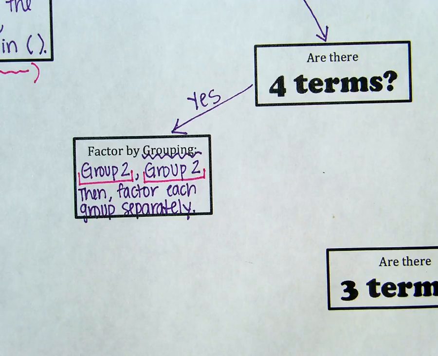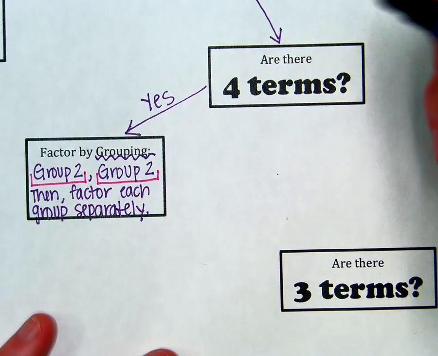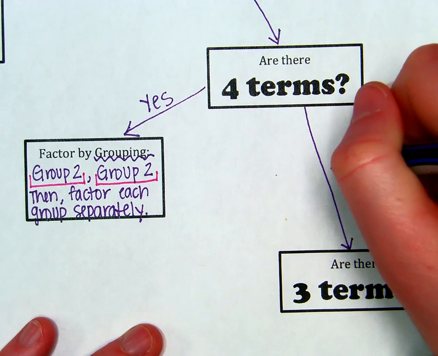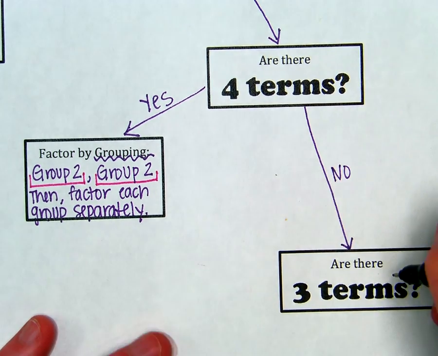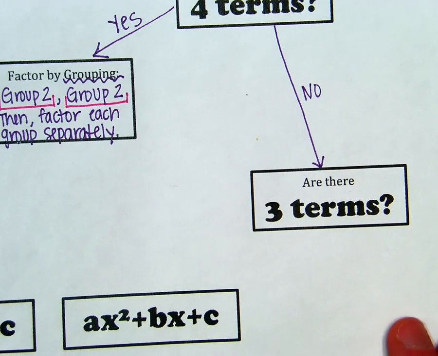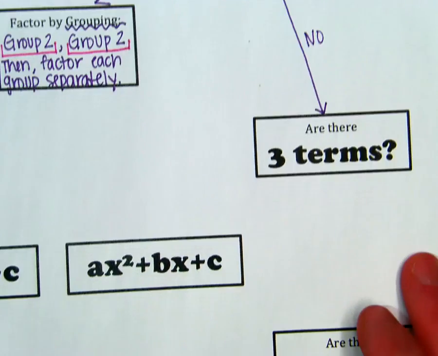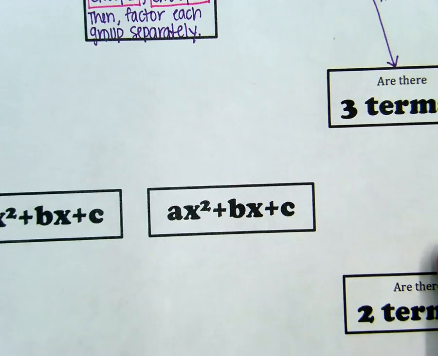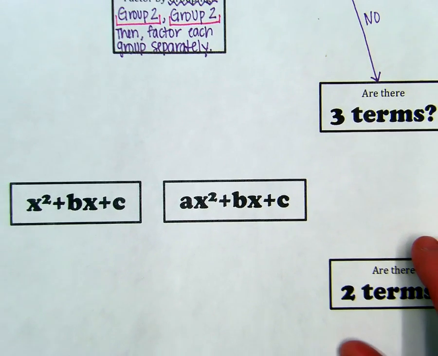Now, there's not always 4 terms in a problem though. So if there are not 4 terms, then you're going to come down this no direction over here. So write no alongside there. And then you're going to ask yourself, okay, well, if there aren't 4 terms, then are there 3 terms? If there are 3 terms, you have 2 directions that you could go. I'm going to zoom out here a second. You have 2 directions.